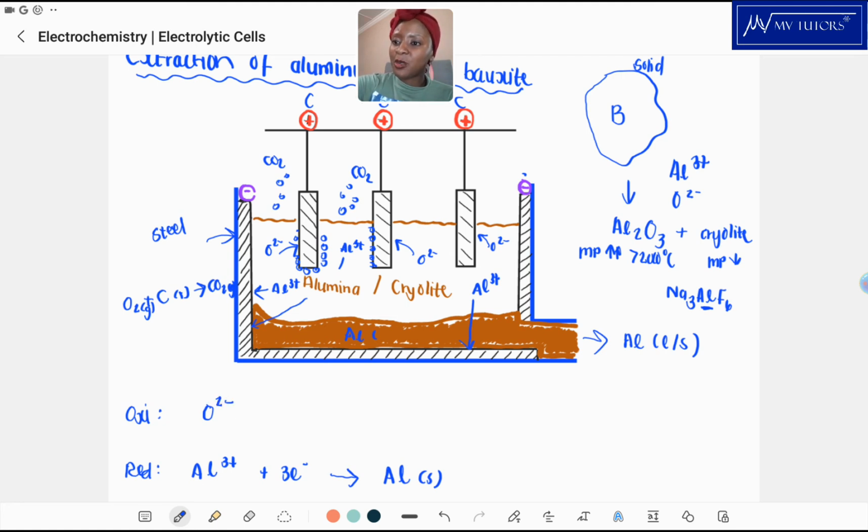Maybe you will see it. I don't know. Oh, I keep forgetting to put this. So oxygen ions, okay, and then it would give away its 2 electrons to form oxygen gas.